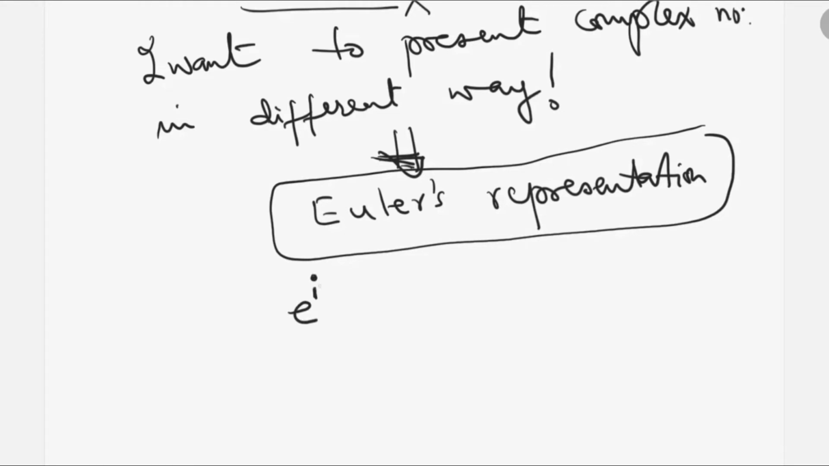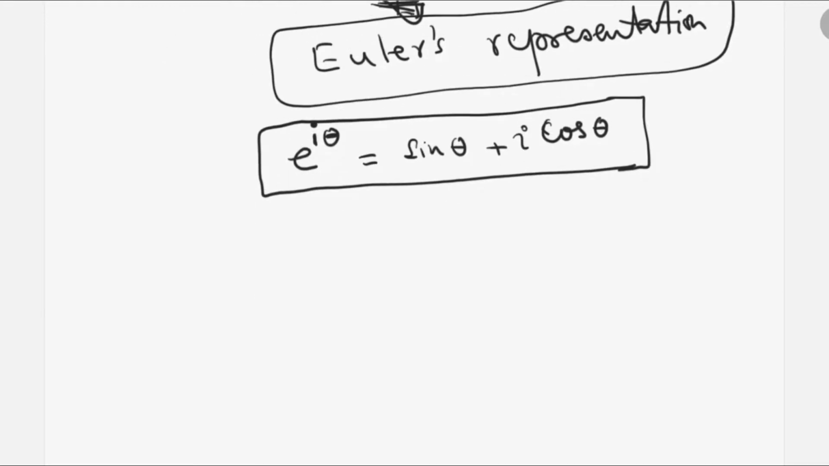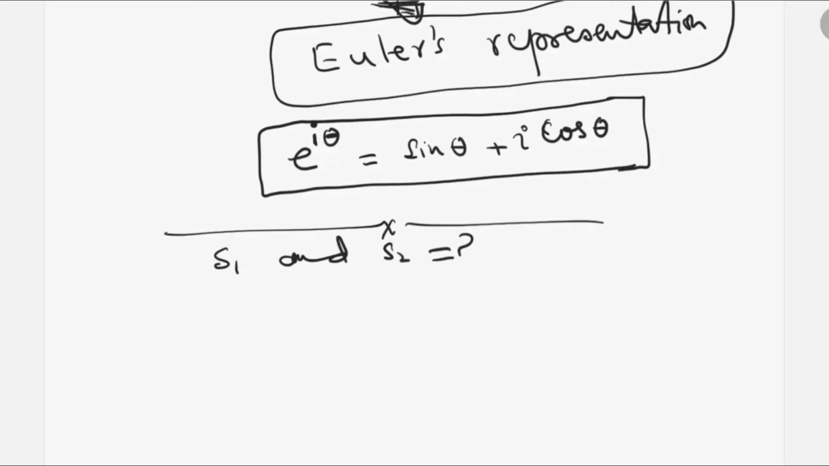We have e to the iota theta is equal to cos theta plus iota sine theta. It's very interesting how this thing can represent a complex number. So the rest of our discussion would be on that part. So how can we represent this complex number s1 and s2, right?